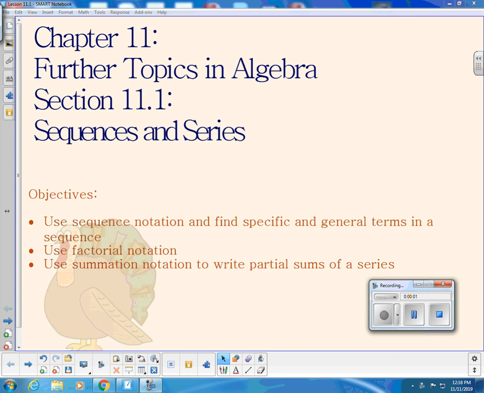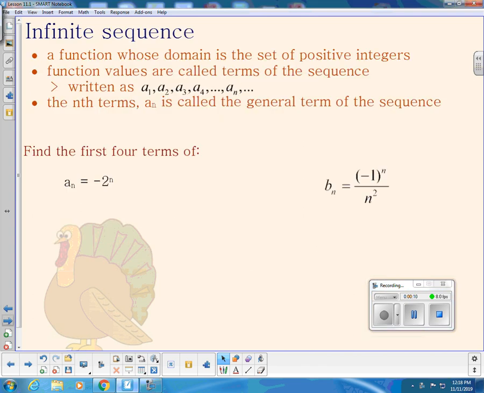So chapter 11 is further topics of algebra. So we're going to talk about sequences and series today. All right? So an infinite sequence basically is a function whose domain is the set of positive integers. So no decimal points in the domain. So you have the first term, the second term, the third term, the fourth term.